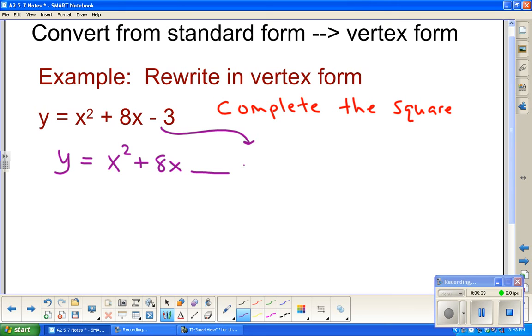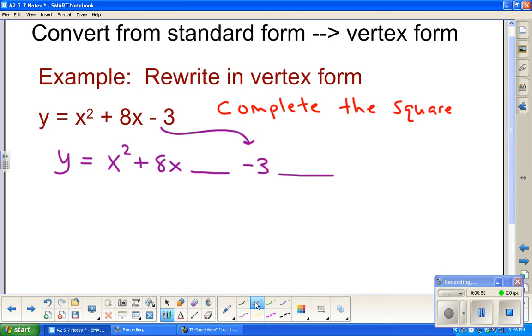And I'm just bringing the minus 3 down for now. And then we're going to have to balance out whatever we add. So the only difference here, the negative 3 is not going to the other side of the equation like we did when we solved the equations. But now the process is going to be similar.